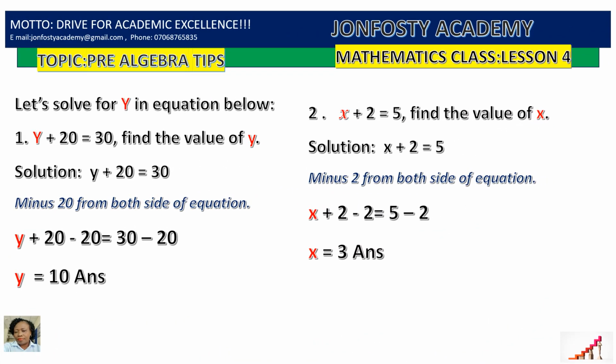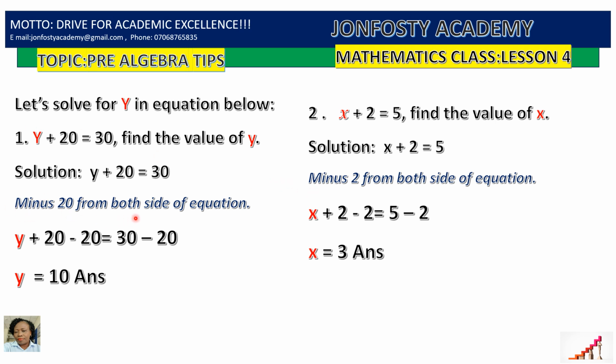Let's solve for y in the equation below. Question number 1. Y plus 20 equals 30. Find the value of y. We start by rewriting our expression. Y plus 20 equals 30. Because in this expression, we have plus 20 as one of the constant numbers on the left side, and 30 is on the right side.